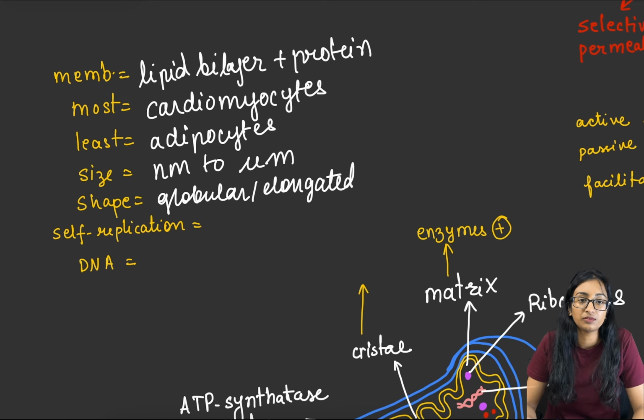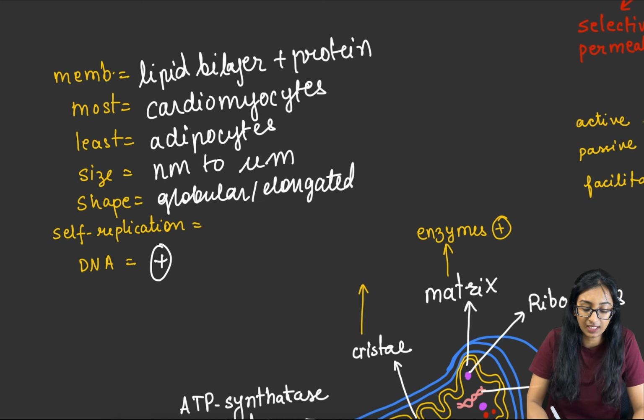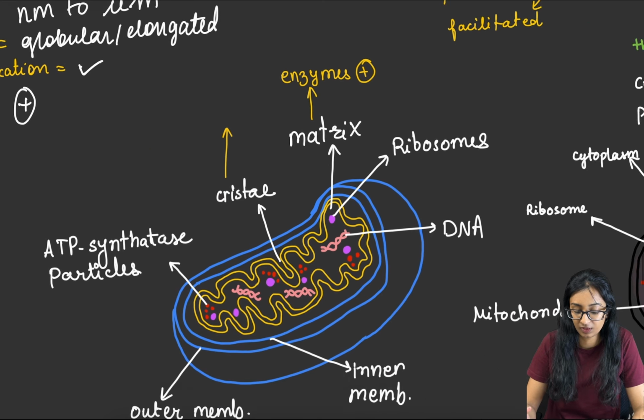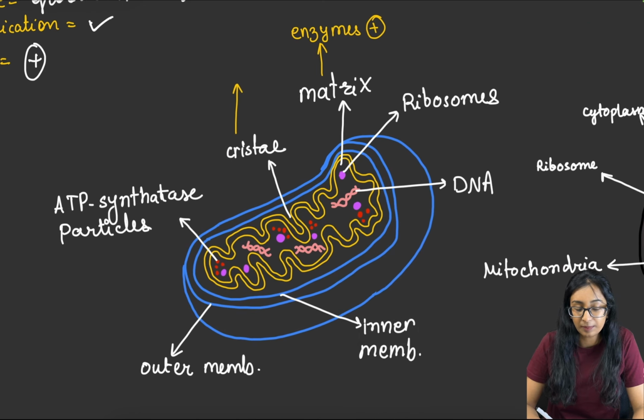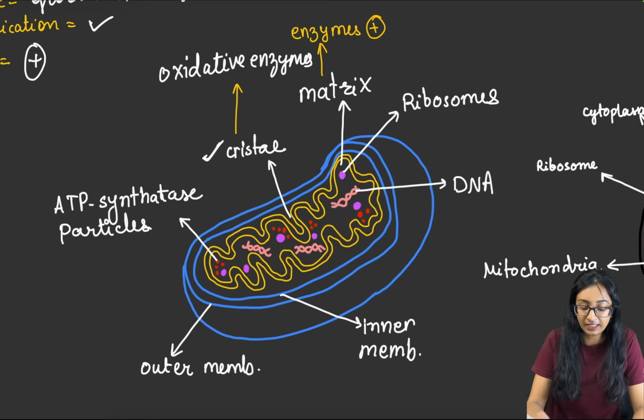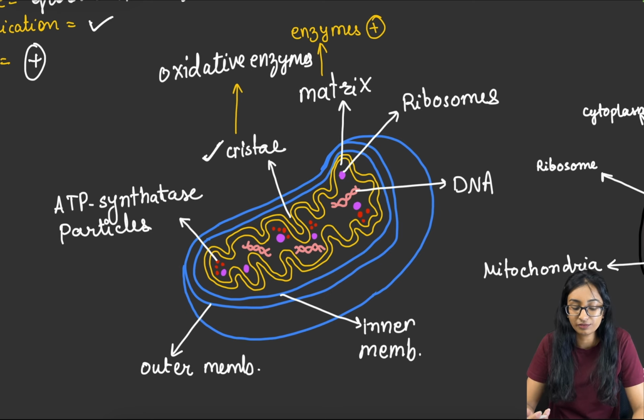The most interesting part of the mitochondria is it has DNA, so it can self-replicate. That means it has its own DNA, like the cell has its own DNA in the nucleus. The inner membrane and the outer membrane are the division of the membranes of the mitochondria. The inner membrane further has cristae, which increase the surface area of the mitochondria. The cristae have oxidative enzymes, and even the inner membrane has a lot of enzymes present in it.